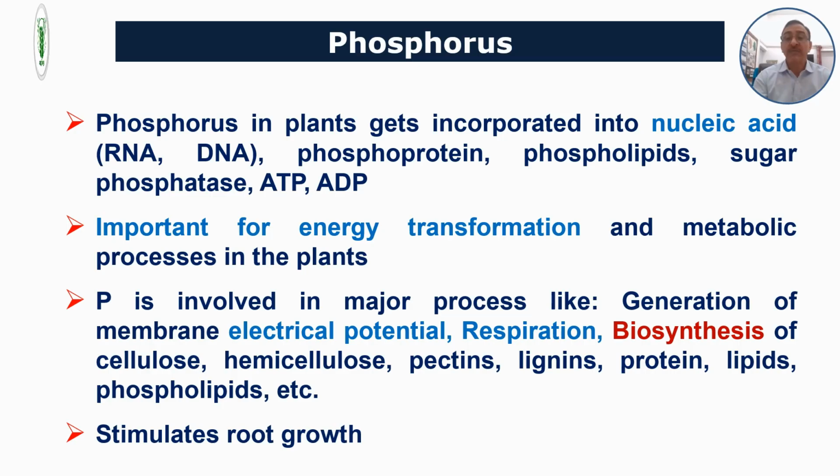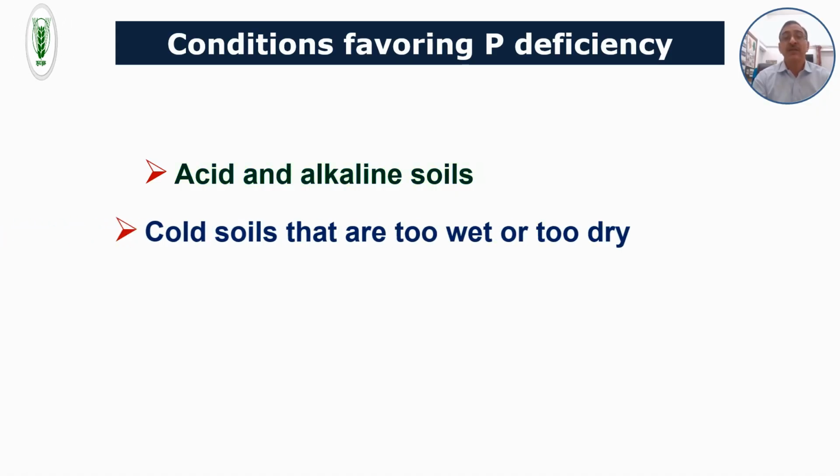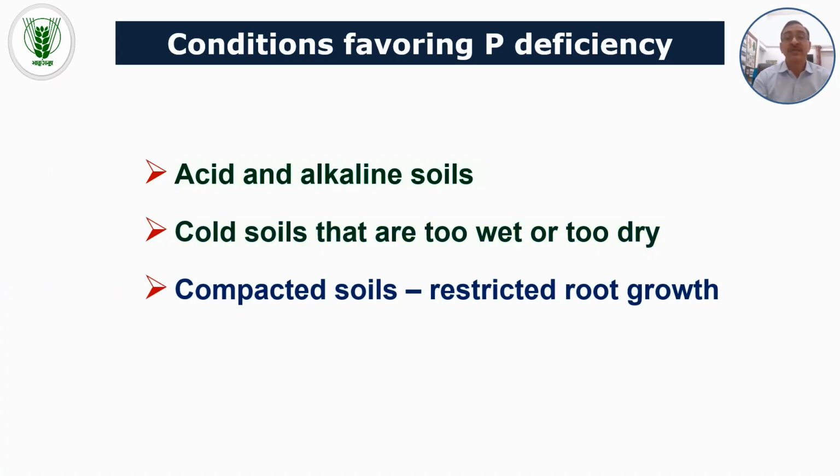So with the optimum supply of phosphorus, the crop performs very well, and we can achieve the full yield potential if we are supplying an adequate amount of phosphorus along with other nutrients. Conditions favoring P deficiency: all the acid soils and alkaline soils are deficient in phosphorus supply to the crops. And in cold soils, too, we get a lower supply of phosphorus to plants.